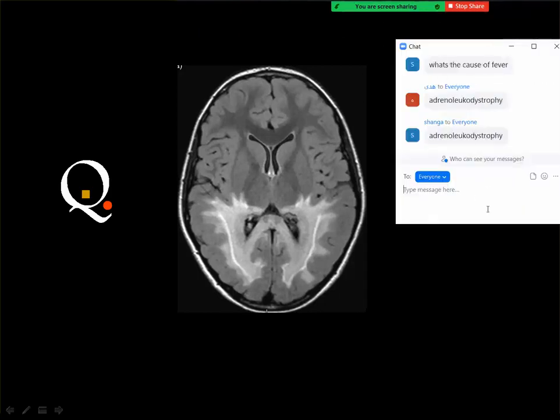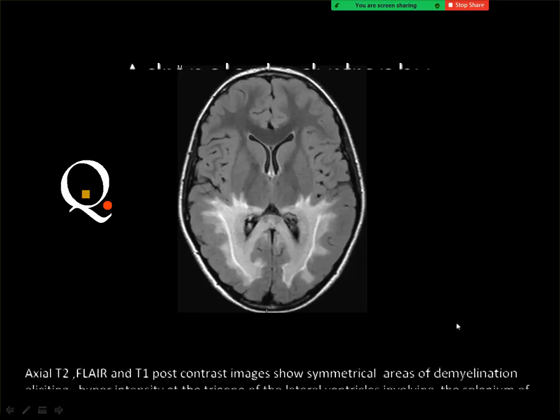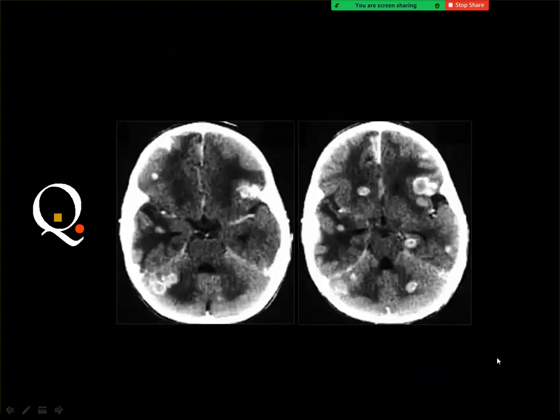And this case is adrenoleukodystrophy because you can see the changes in the white matter are predominantly located posteriorly, and they are almost symmetric, and they show the leading edge, which will show post-contrast enhancement, as you know. This is the classic appearance of adrenoleukodystrophy. CT of the brain after contrast injection.